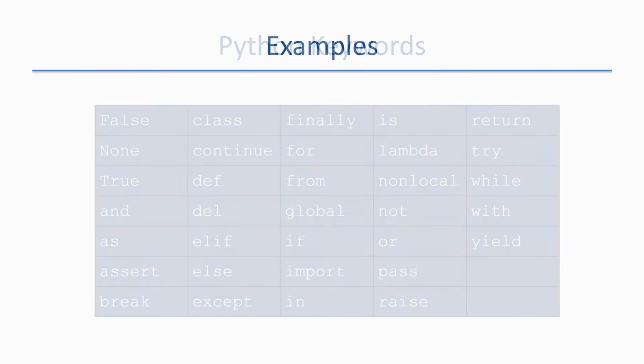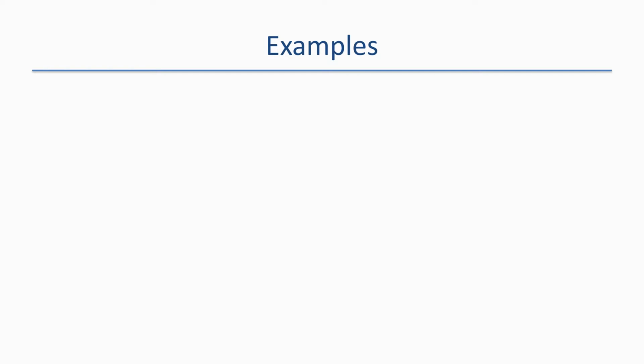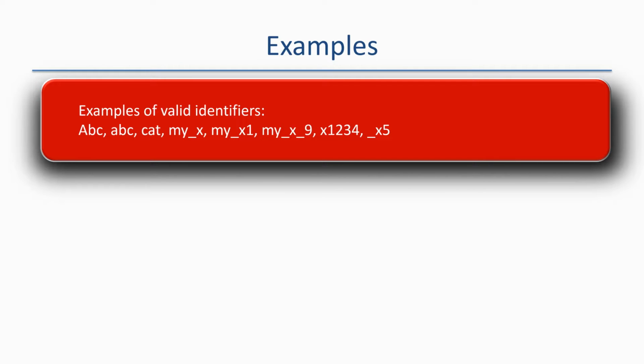Let me give you some examples of valid and invalid identifiers. These are all valid identifiers. And as you can see, again, I repeat, ABC starting with the capital A is not the same as abc when it starts with the lower a. These two are two different identifiers.